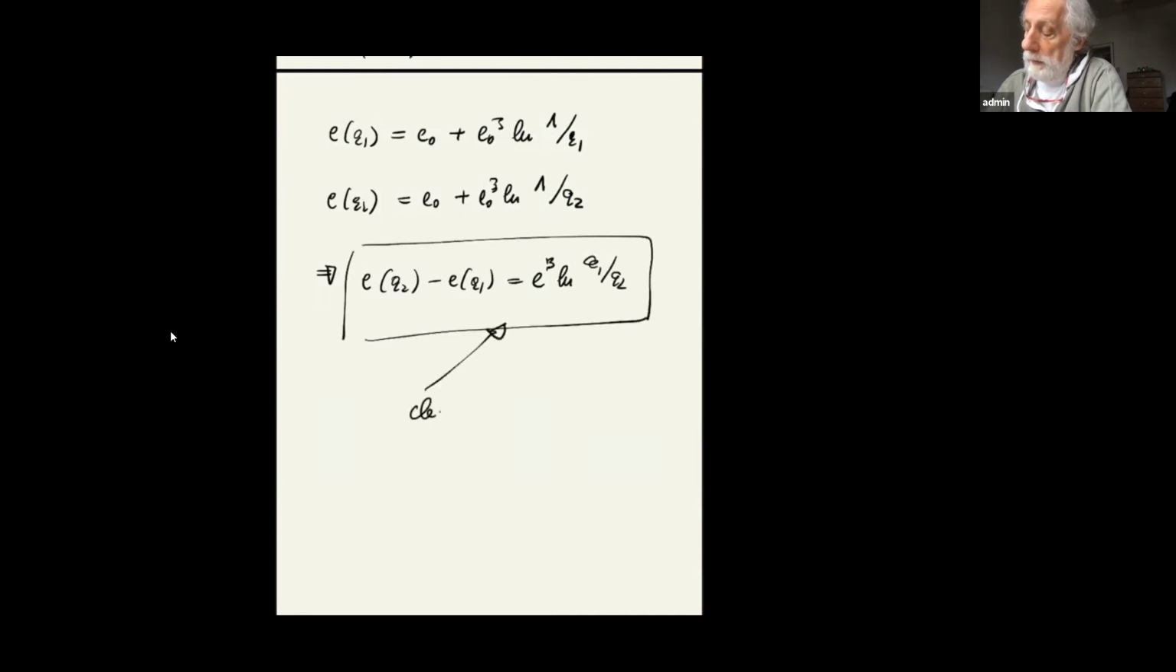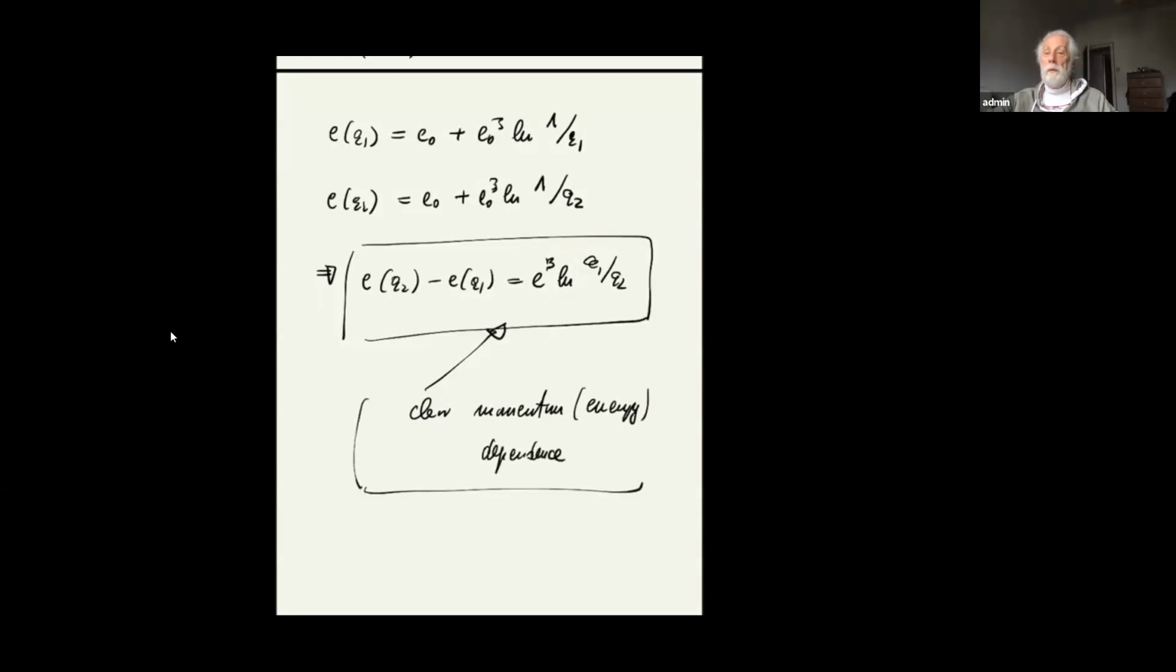This is a clear momentum and/or energy dependence. Notice that we get it because of the logarithmic divergence. There were people, I never understood that from Dirac onwards. Dirac was troubled by the logarithmic divergence. He didn't like the fact that when lambda goes to infinity, this diverges. It drove him crazy. It's hard to understand. Now, Dirac is a genius, so what can I say? I don't understand what bugged him.